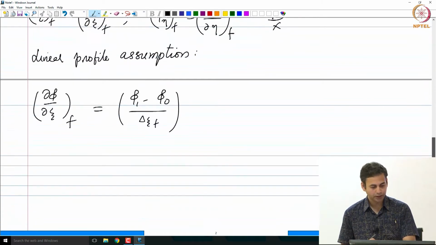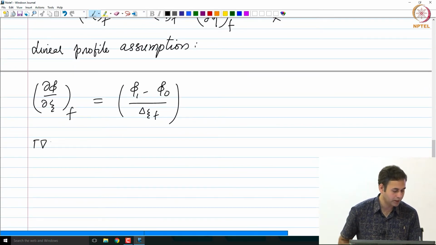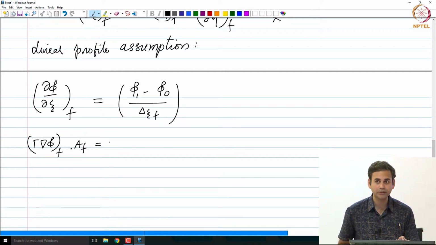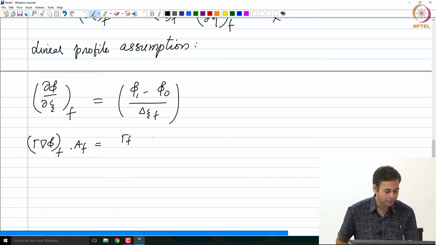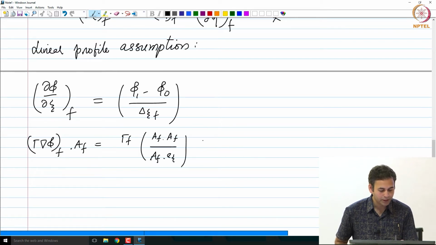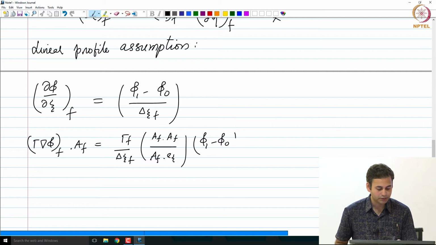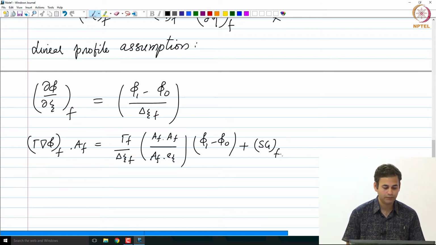Then what would be the total metric, gamma grad phi f dot a f? It will be basically the primary gradient, right, with the derivative being replaced with the linear profile assumption. So, this will be gamma f times a f dot a f by a f dot E xi times phi 1 minus phi 0 by delta xi f, plus we have the secondary gradient of f. Fine.